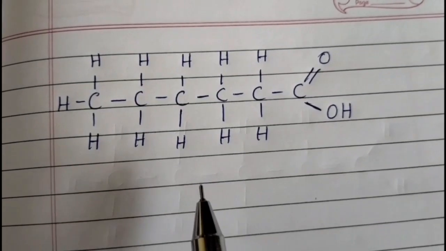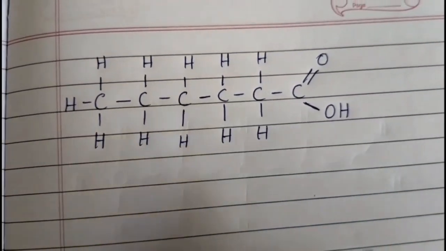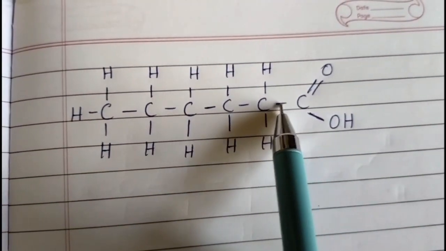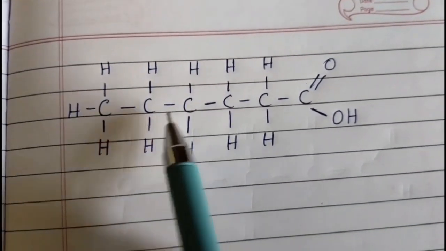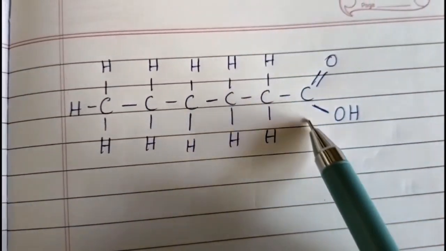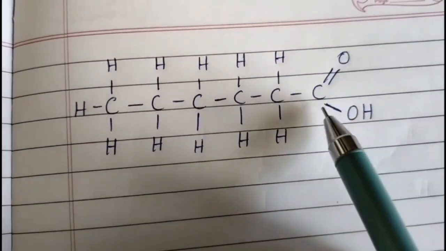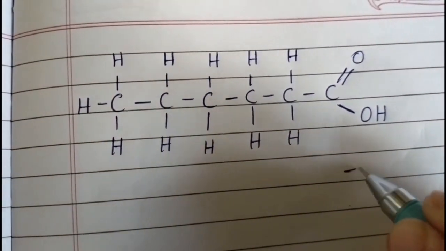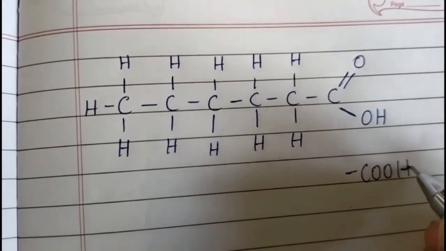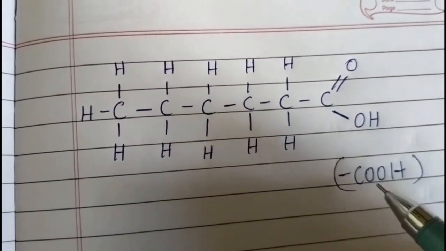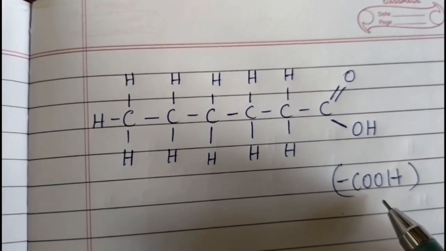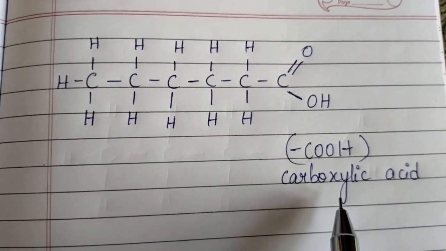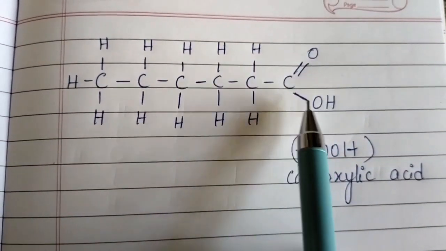Okay, the next example problem is this. So here you can see that there are single bonds between carbon atoms. There are no double bonds between the carbon atoms. And at this position you can find a functional group. Which is this functional group? C double bond O and OH. So the functional group here is nothing but COOH. COOH is nothing but carboxylic acid. So the functional group here is a carboxylic acid group, since it has the C double bond O OH group.